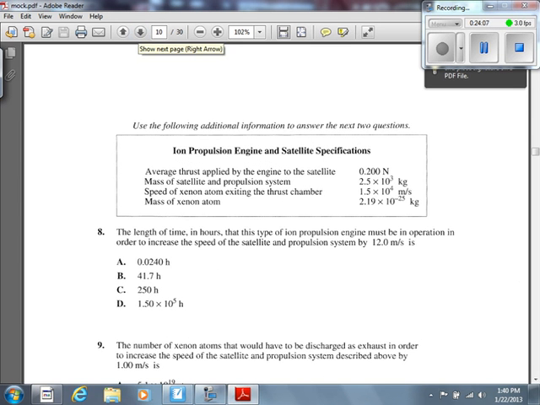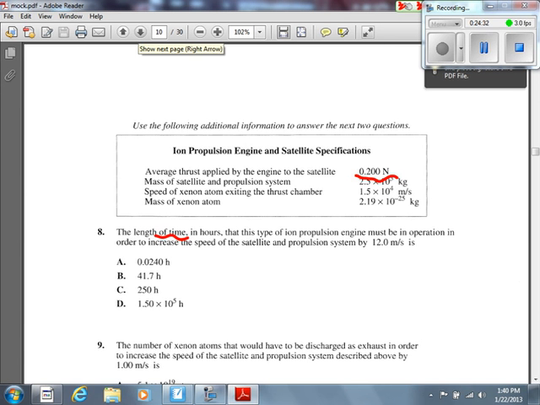Question 8 says the length of time in hours that this type of ion propulsion engine must be in operation in order to increase the speed is what? As soon as I see this, I start thinking what? Length of time, force. Force and time in the same question? What do you think? Impulse, right?